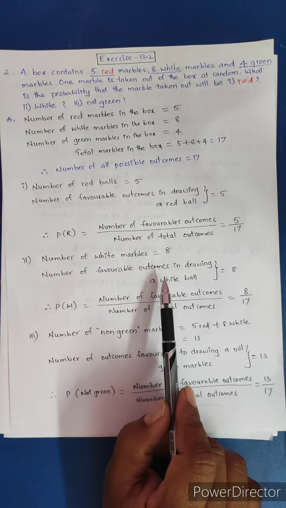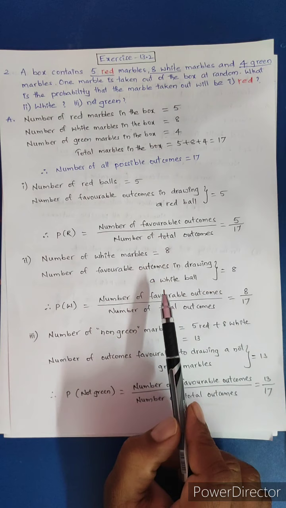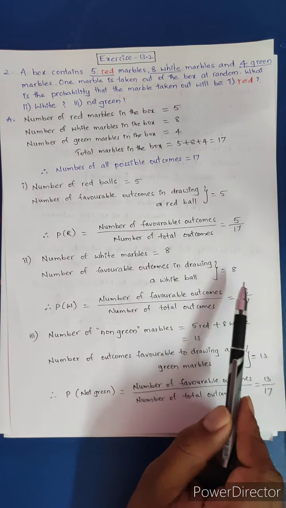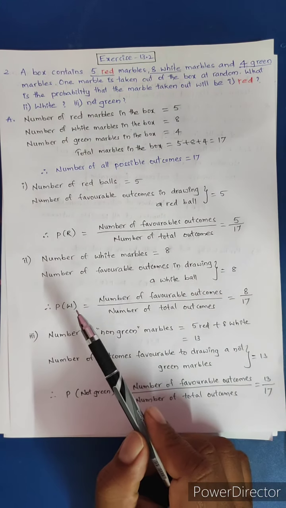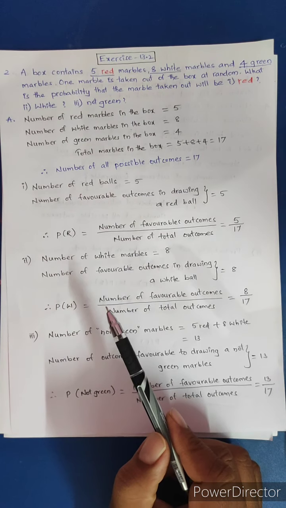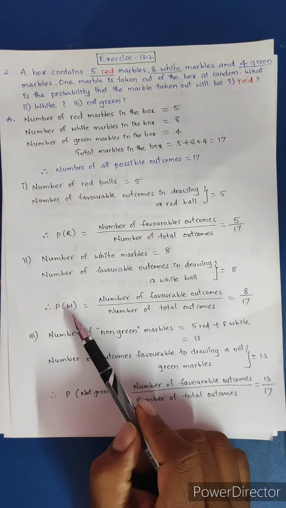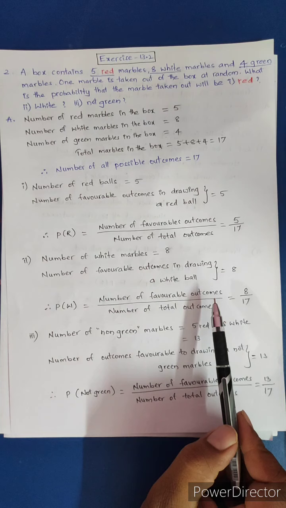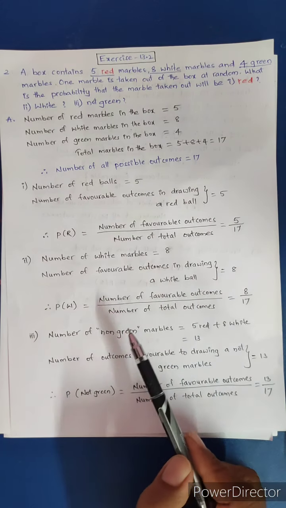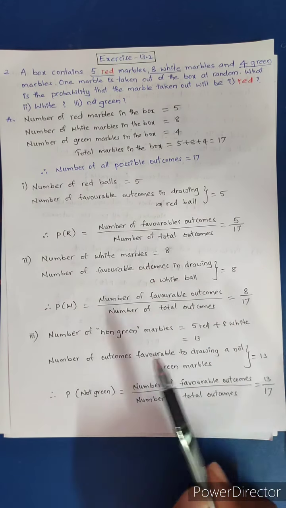Number of favorable outcomes when you draw a white ball is equal to 8. Then the probability of getting a white ball is equal to favorable outcomes to be a white ball by total outcomes, 8 by 17.